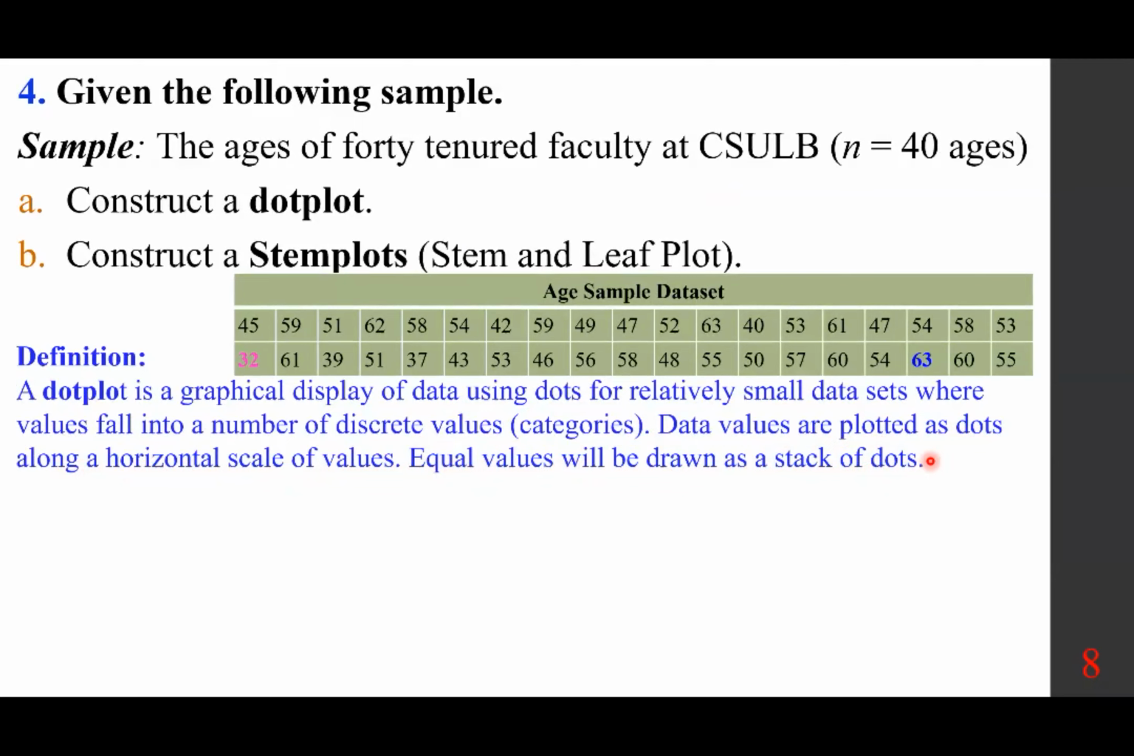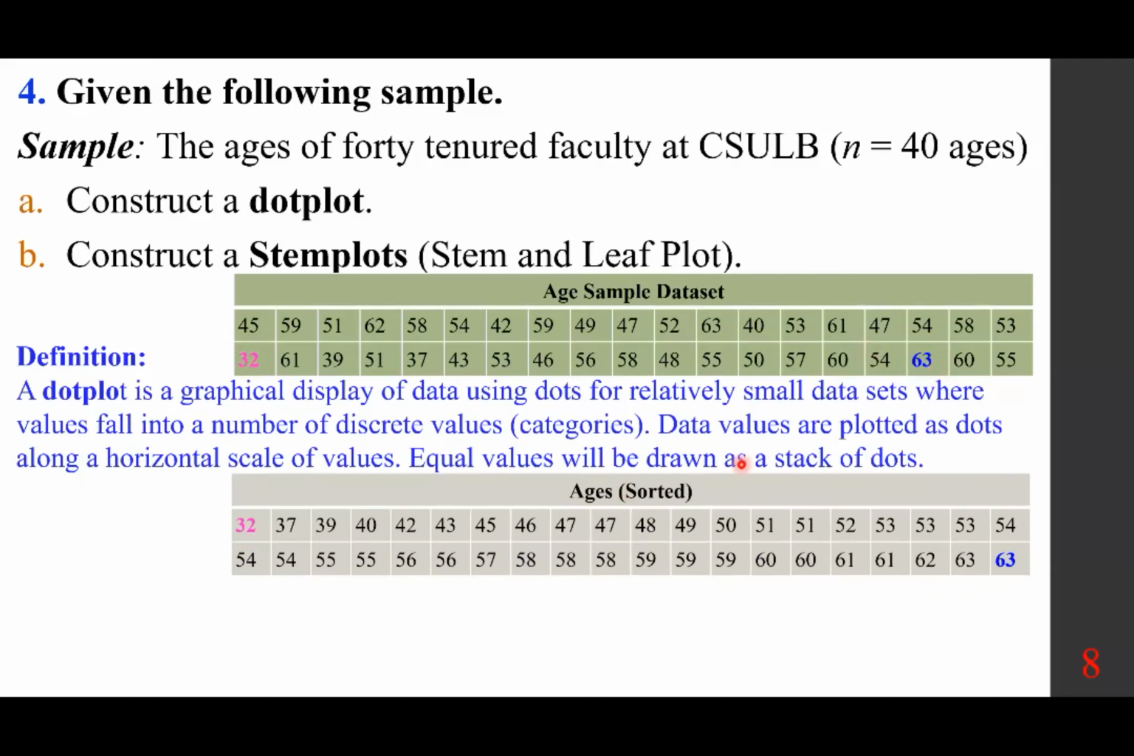Excellent. So what do we need to do first and foremost? We are going to put this in order. We're going to rank it from the smallest to the largest. This is the smallest number, this is the largest number. So we put them in order. First thing first, we're going to sort this from 32 to 63.